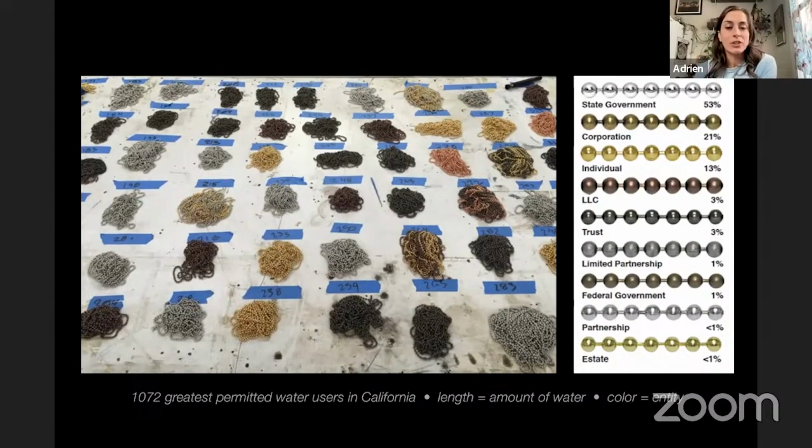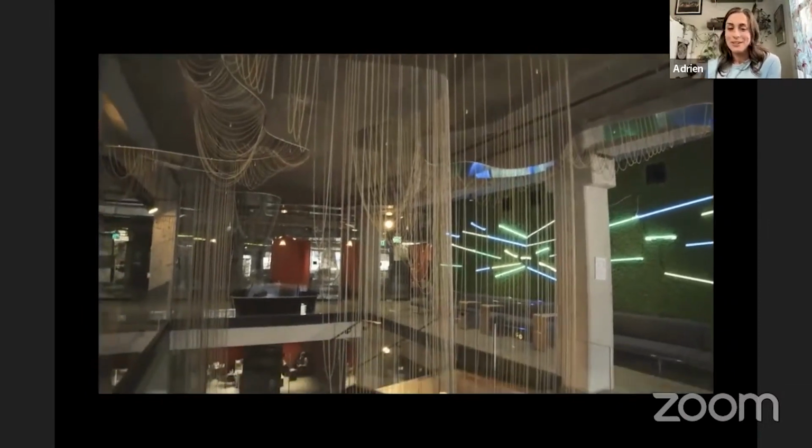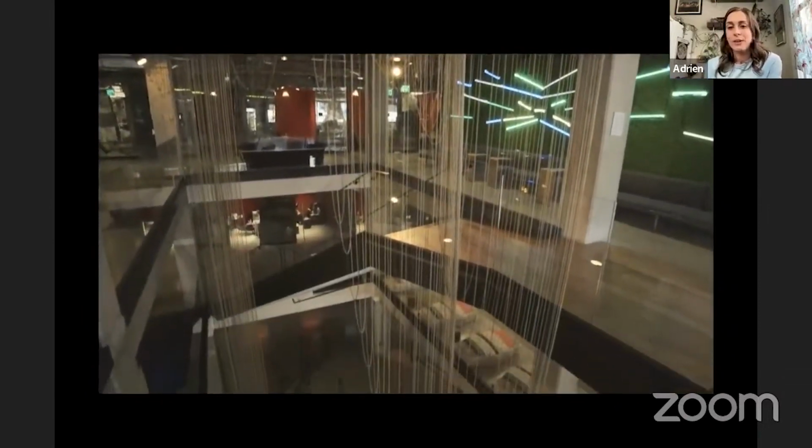And the length of each strand equates to the amount of water, and the color equates to the entity, such as the government, a corporation, or an individual. Unfortunately, we don't track what that water is being used for. And here's a kind of attempt to show it in the space.